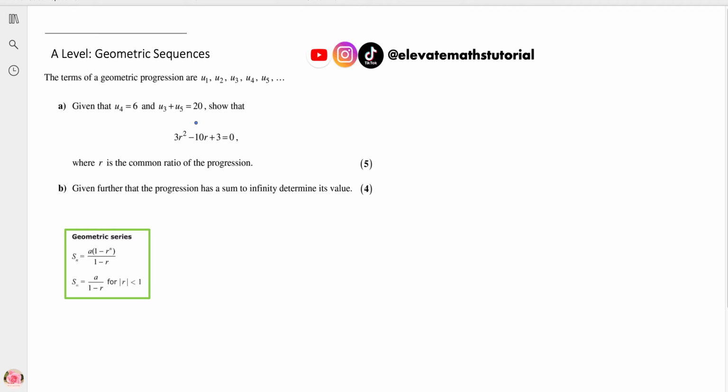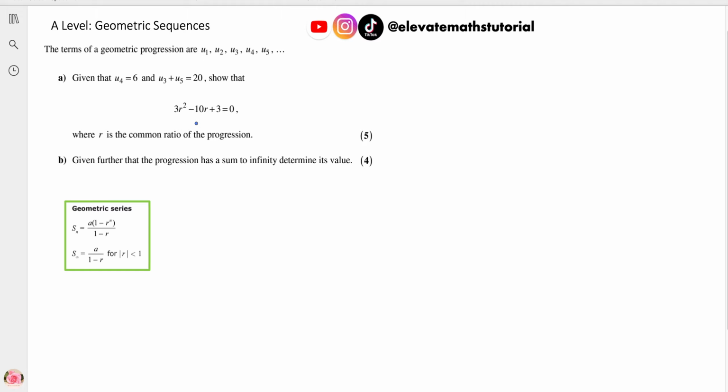So this is from A-level geometric sequences. This is A2 pure maths. The terms of a geometric progression are given as U1 to U5. Given that U4 is equal to 6 and U3 plus U5 is equal to 20, show that we have a quadratic expression that we need to get in terms of r, where r is our common ratio for the progression.